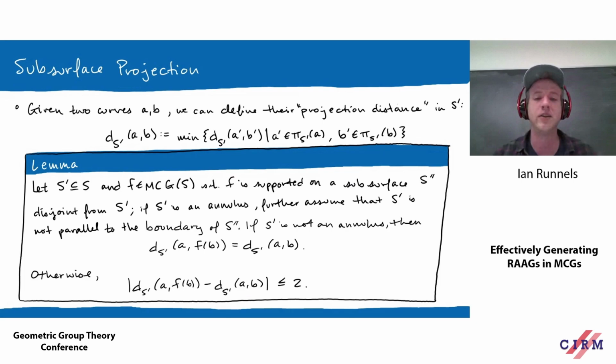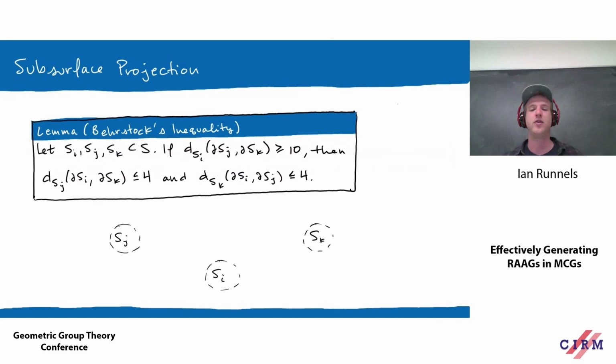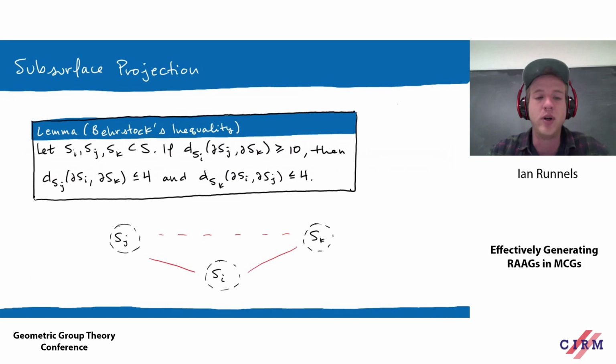We also have this nice Behrstock inequality. This is going to be used to guarantee that our sets are disjoint, and actually allows us to play ping pong. So here's the statement of it, but the idea is like I have these three subsurfaces, and they're all bounded diameter in the big curve complex. And if I stand at Si, then maybe Sj and Sk look very far apart. But then if I change my point of view and stand on Sj and look at Si and Sk, then they look very close together.